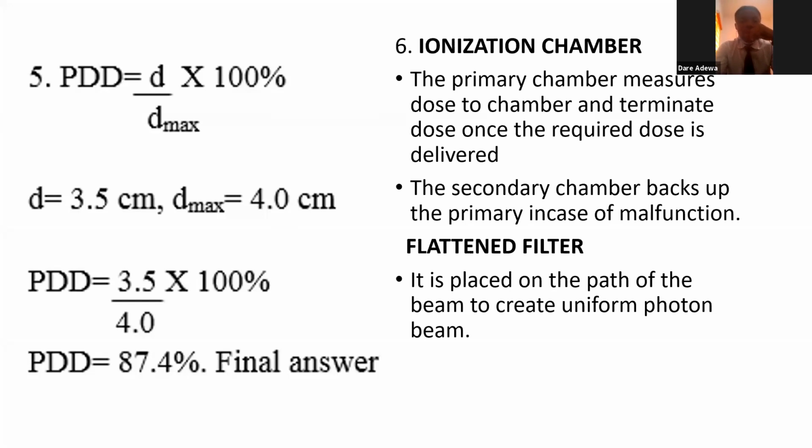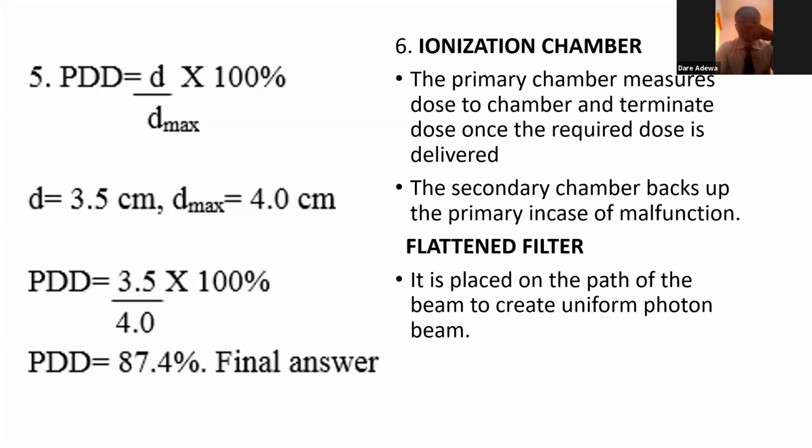Now, the secondary functions as a backup in case of error or in case of malfunction of the main chamber. So the primary chamber is actually the main chamber, or let's say the major chamber that works. And it measures those, and we can read it.